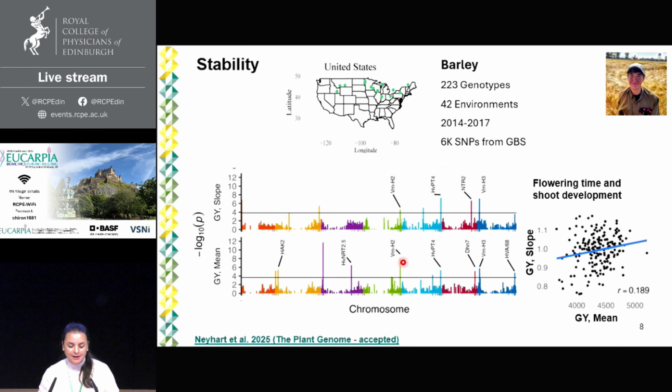We also mapped grain yield, and you can see that some of those overlap, although the genetic correlations were not high between the slope and the mean. But those were related to flowering time and shoot development in barley. So it made sense that we would capture those for stability.